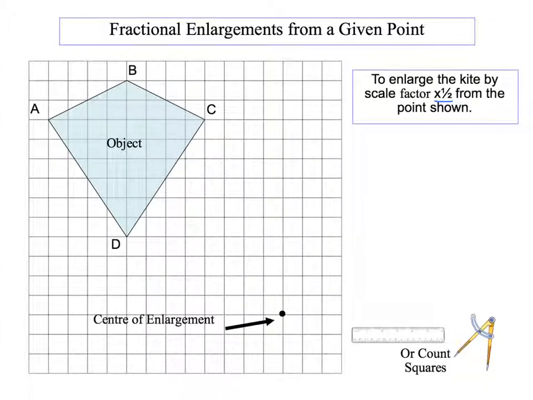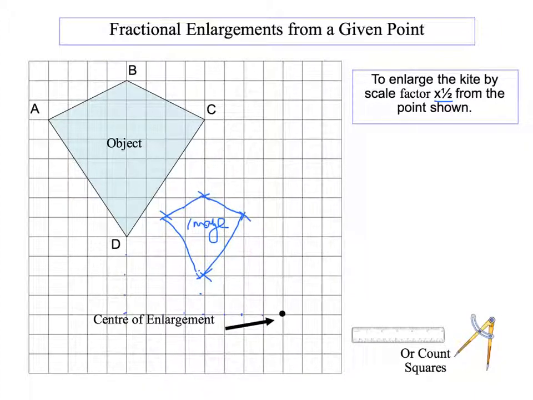With a scale factor of 1/2, our image should get smaller. Pause the video and have a go yourself. So to get to D, it was 8 across and 4 up. It now becomes 4 and 2. 1, 2, 3, 4, 1, 2. There we are. Point 1. And do this with each point in turn.